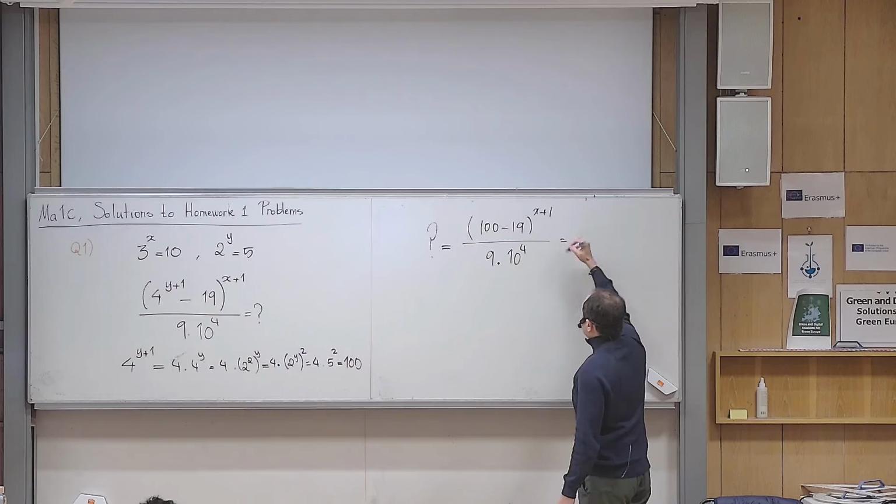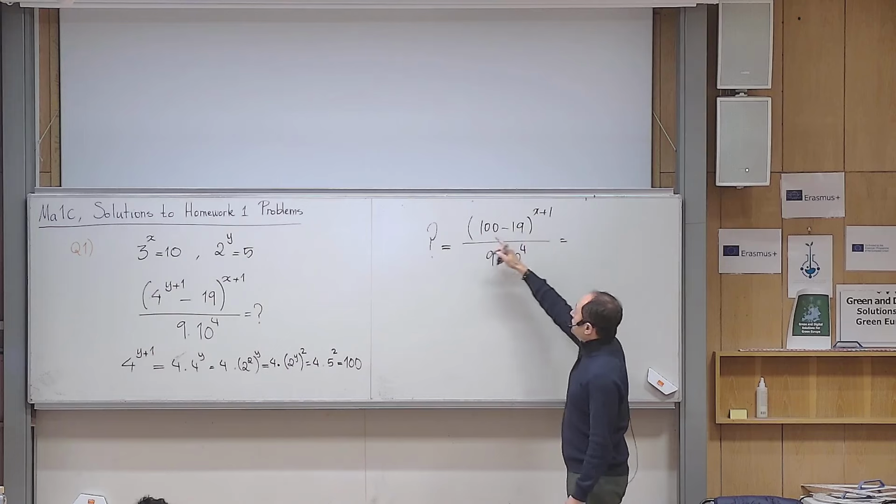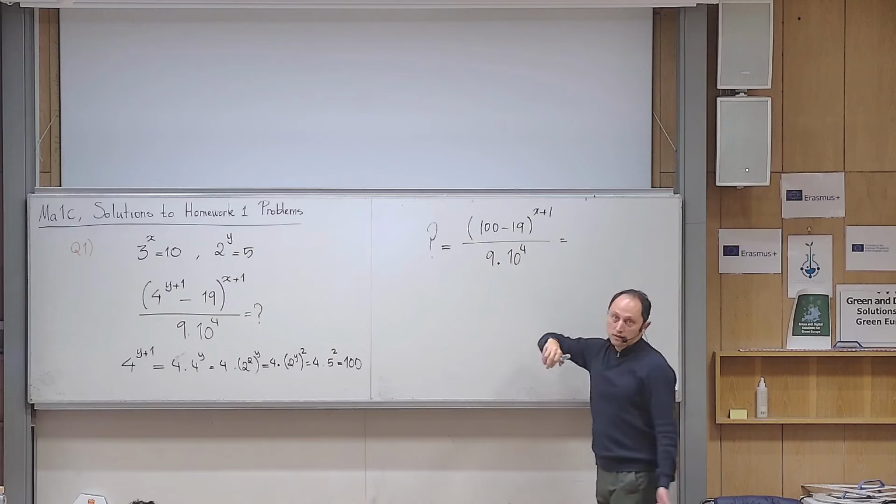And then the next step is clear. Why? Because I have to do the pair of brackets. What is that number? 81. 81.